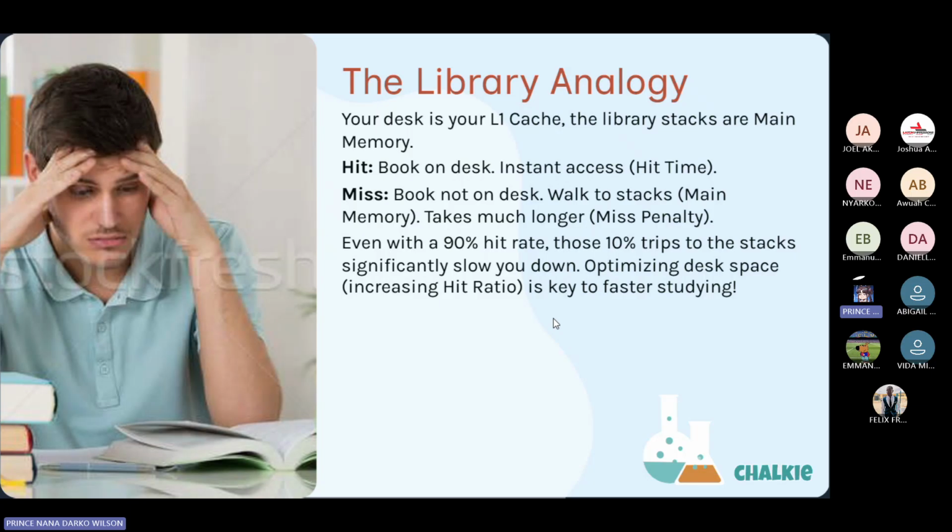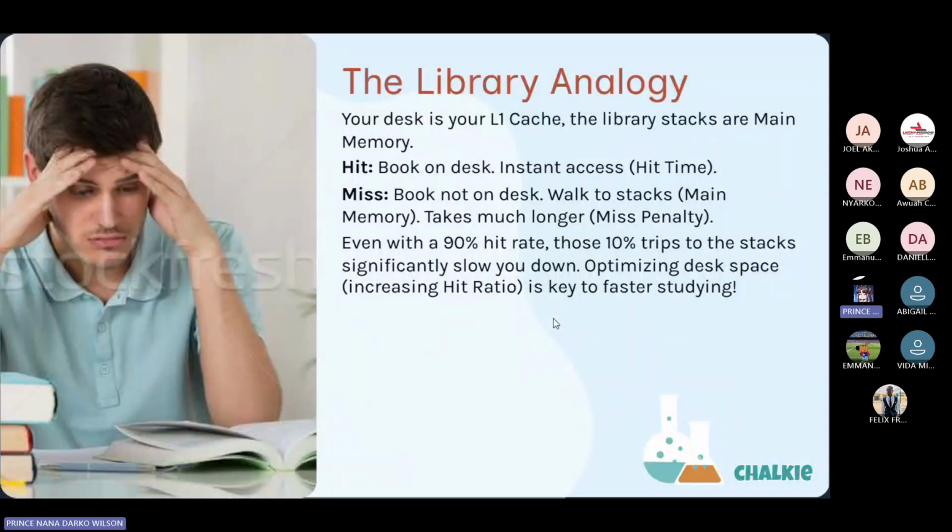The misses, on the other hand, are books that are not on the desk and are stored in your library shelves, the stacks, in the main memory. This takes much longer, so that's a miss penalty. It takes you time to go and retrieve that book and come and put it on your table. If it was on the table already, it would have been shorter. So when we take data from the main memory, it's a miss penalty. If we take data from cache, it is a hit time.